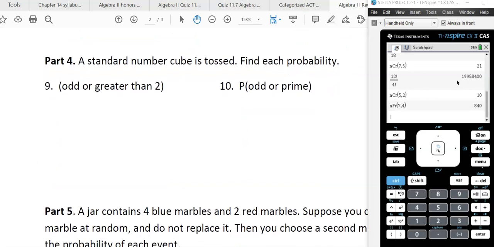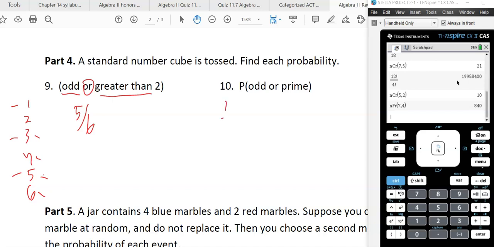Toss a die. I want to get odd or greater than 2. So one way of doing this is 1, 2, 3, 4, 5, 6. Those are the outcomes, right? Odd would be the 1, the 3, and the 5. Greater than 2 would be 3, 4, 5, and 6. So pretty much everyone has a mark by it, except for 2. So I would say it's 5 out of 6. Because or includes either one. It doesn't have to be both.